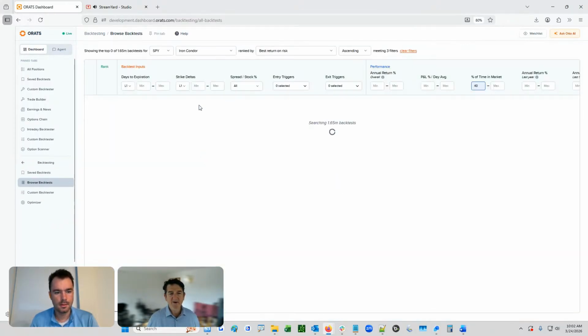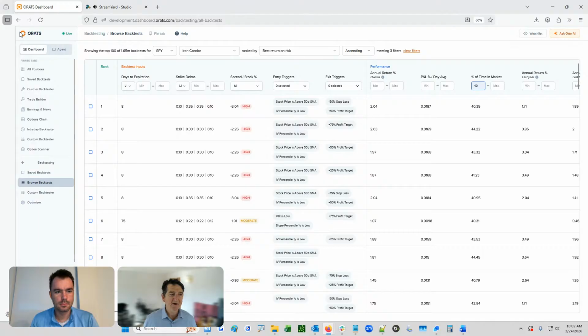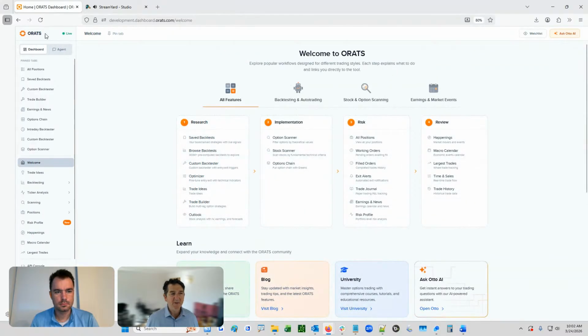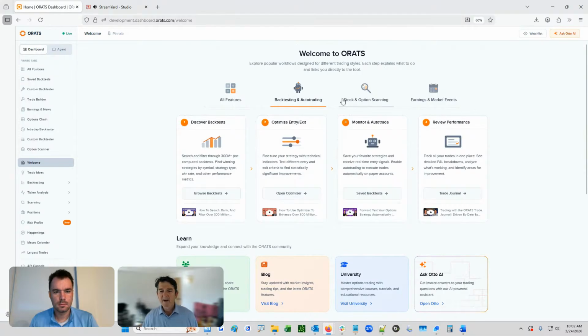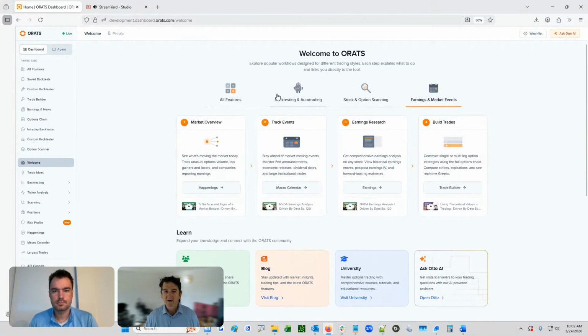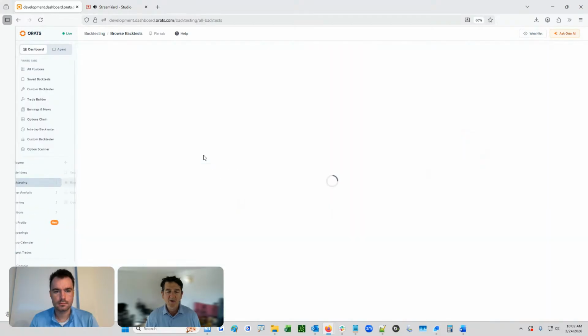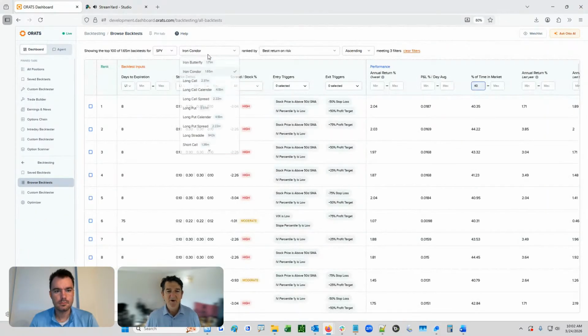So again, you can go to the browse backtest. If you click up here, you get all the things that we can do in ORATS. There's backtesting, we talk about it. There's scanning, and so I'm going to go to browse just to see here.